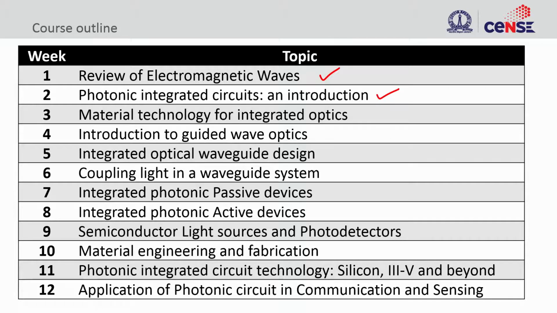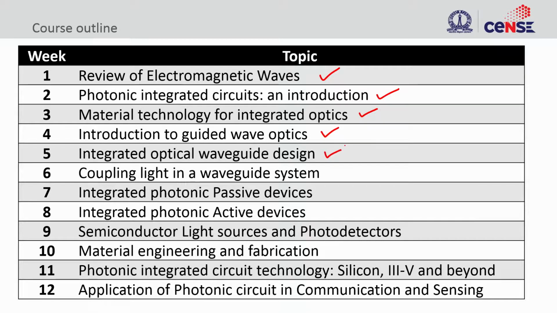What is this photonic integrated circuit all about, each component, what they do and how you can exploit that. The next thing is material technology. What kind of material one can use and how do you grow this material, right, and how you can use and exploit this material, particularly for integrated optics. Next we will look into guided wave optics. How do you guide light in the circuits, right. We will look at the guiding mechanisms, and then we will move into the design of the waveguide.